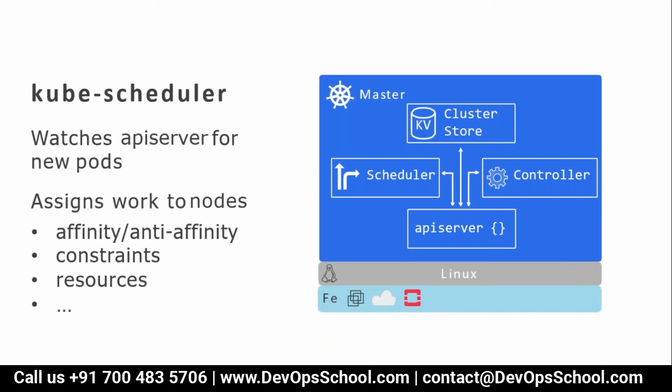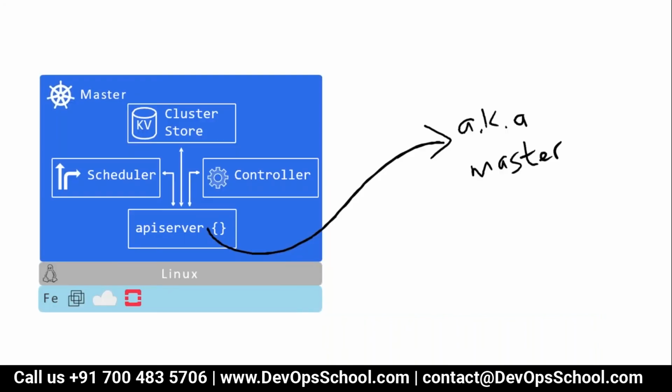The scheduler can be influenced, something like: assign the pod creation work only to a node which has multiple CPUs, certain RAM, certain storage, certain labels, those kinds of things. That is called affinity, anti-affinity constraints and resources. So you can influence the scheduler. The scheduler is the way to assign work to the node by taking the request from the API server. These are the 4 components we have in the Kubernetes master node, and together we call it the control plane, also known as master.